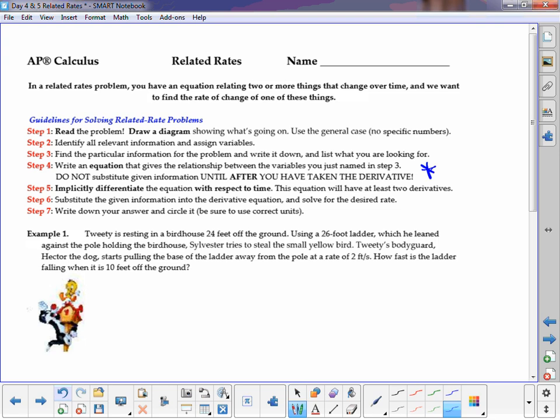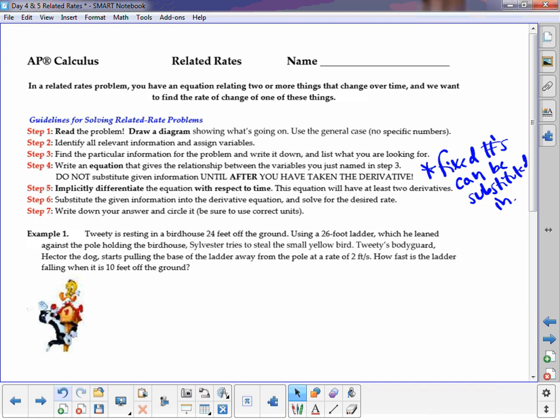So any number that is a fixed number, so fixed numbers can be substituted in from the start. Alright, but if we have any values that are changing, we don't want to substitute those until after we've taken the derivative. Alright, and then our big thing that we'll be doing is implicitly differentiating. Then we fill in our information and solve for the unknown rate that we're looking for.